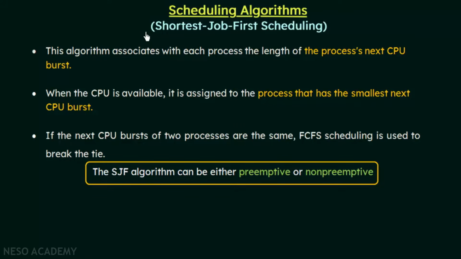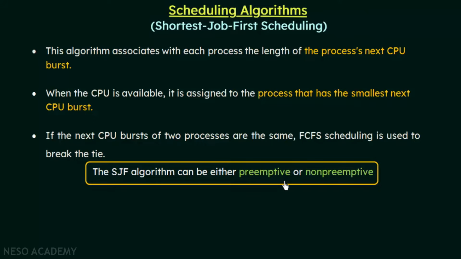But in the case of shortest job first scheduling, this algorithm can either be preemptive or non-preemptive. There may be cases when it has to be made preemptive, and there may be cases when it has to be non-preemptive. In the preemptive case, if one process is using the CPU, then other processes can come and take the CPU away from it based on some conditions.